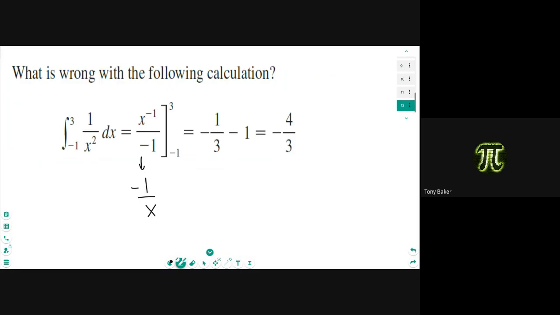I plug in negative 1 to the problem. I get negative 1 over negative 1, which is positive 1, right? But then I'm subtracting it. So if I plug in the 3, I get -1/3 minus, if I plug in the -1, I get -1/-1. All right, one more guess.